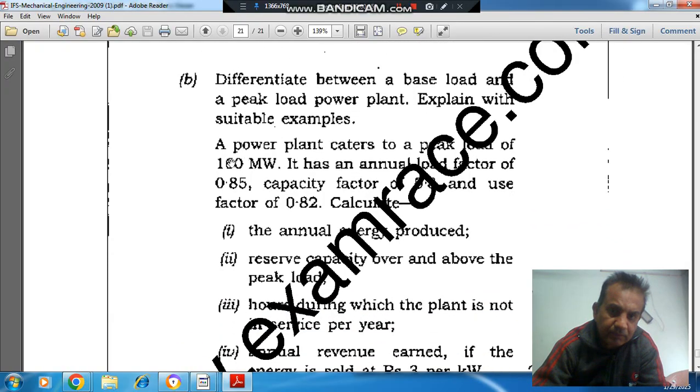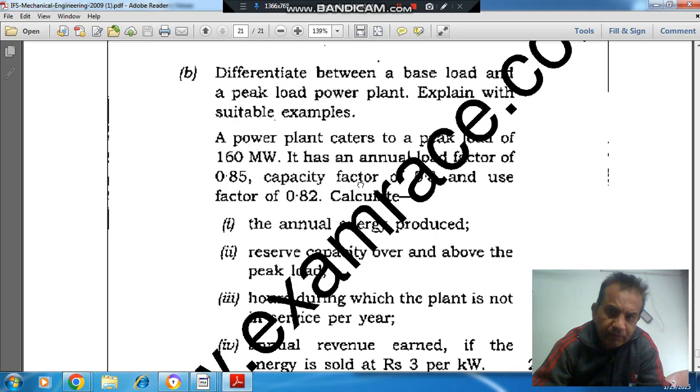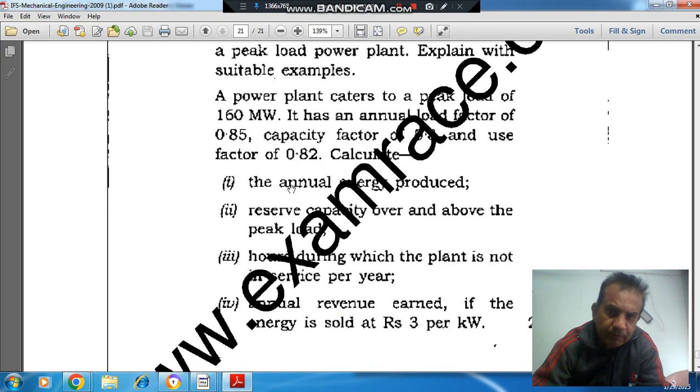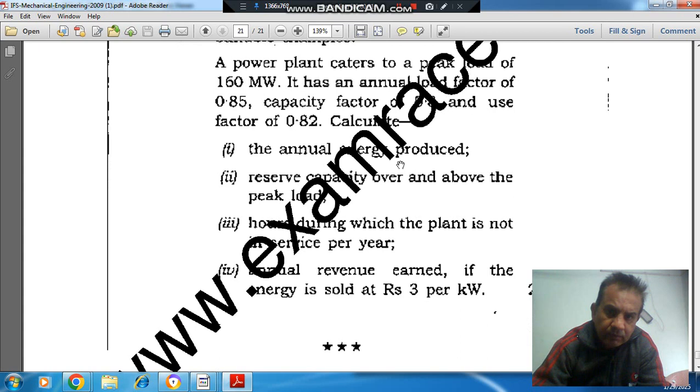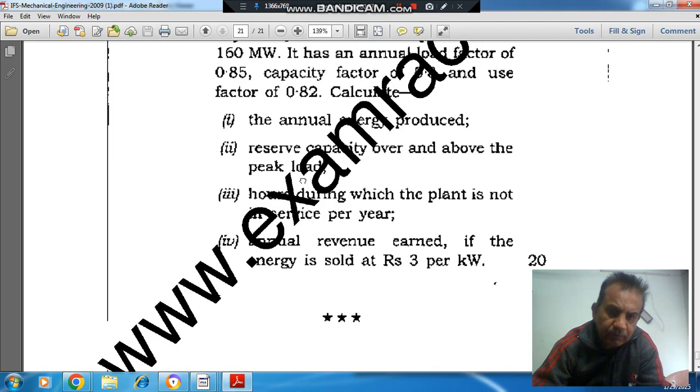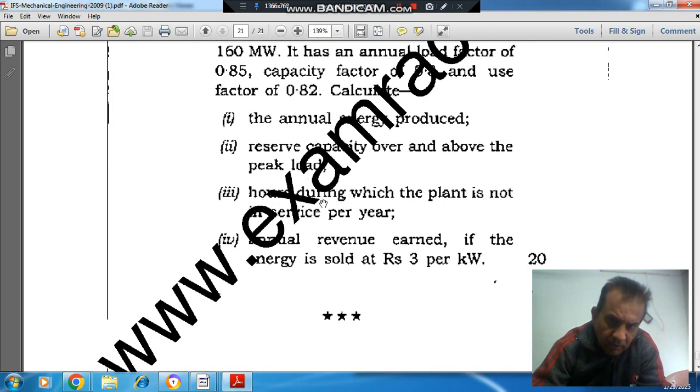Explain with suitable examples. A power plant caters to a peak load of 160 megawatt. It has an annual load factor of 0.85, capacity factor of 0.8 and use factor of 0.82. Calculate: 1, the annual energy produced; 2, reserve capacity over and above the peak load; 3, hours during which the plant is not in service per year; 4, annual revenue earned if the energy is sold at rupees 3 per kilowatt hour.